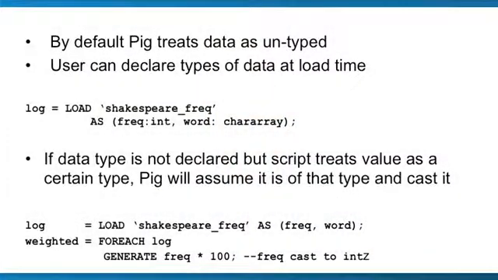So using types. By default, Pig treats data as untyped. You can declare types at data load time. So we can say, in this example, the frequency will be an integer, and the word will be a chararray. If the data type is not declared, just as Python, the script treats the value as a certain type. And Pig will assume the value of that certain type and cast it. So if you send in a number and you haven't declared it, it'll cast as an integer. It may cast it as a string. And Pig will decide that on load time.